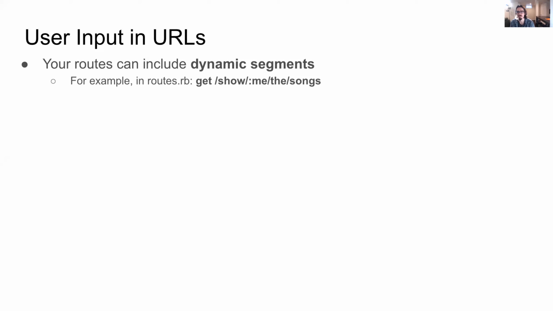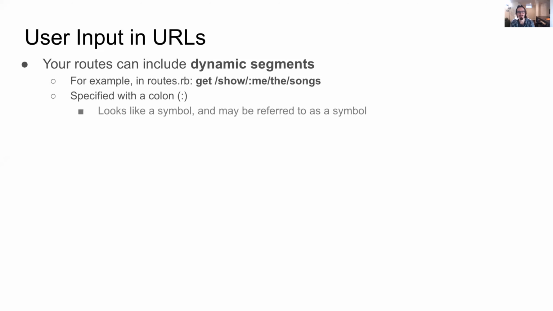This is the same exact route we had before, except now for the me, we have a colon in front of it. So we have show colon me the songs. What does that do for our routes? Well, as soon as we put the colon in front of one of our segments, it's now a dynamic segment. It looks like a symbol, and it might be referred to as a symbol.